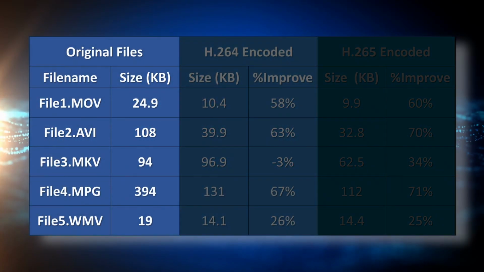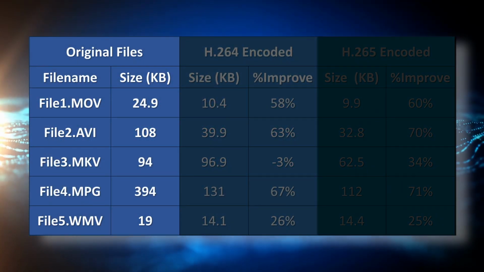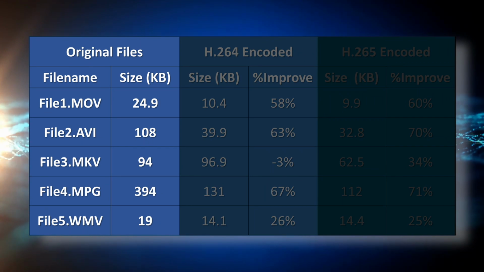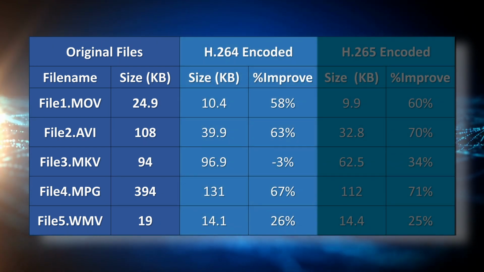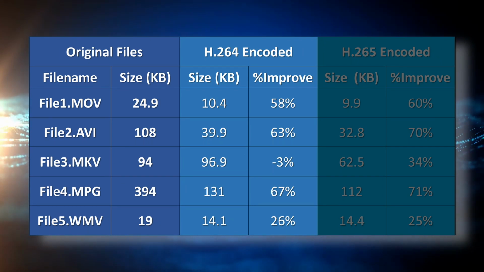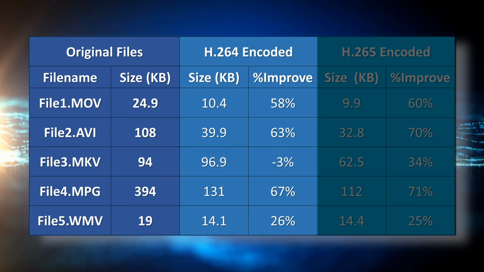I want to take a look at the relative file sizes here. So I've put this into a table to just make it a little bit easier to read. We've got the original files on the left hand side, the 5 files, and the corresponding size of the original files. Then we've got the H.264 encoded version, the revised file sizes and the percentage improvement for those. And you can see in general there's been good improvements across the board, with the exception of the MKV file.